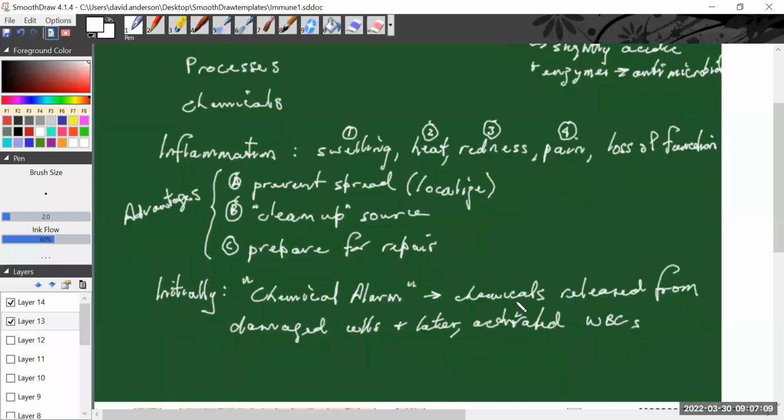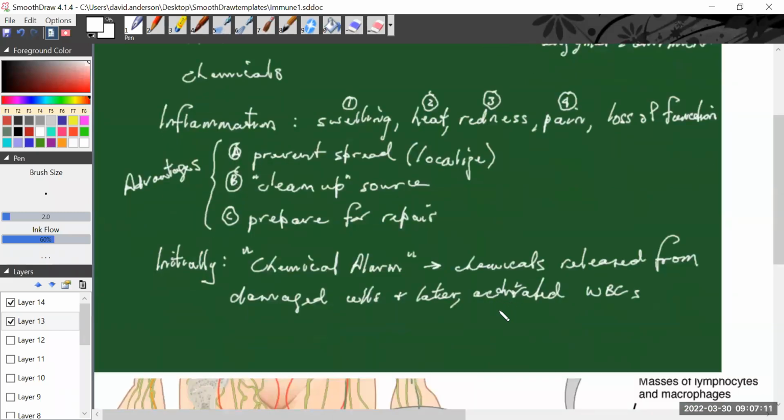Some of these chemicals you've heard of, they're not important for us today or for test 4 for that matter, but they have names like prostaglandins and serotonin and histamine. Some of these you've heard of before, but these chemicals are going to initiate the inflammatory response. They are responsible for the chemical alarm. And then activated cells that are attracted to the site of the inflammation will release their own set of chemicals to maintain the inflammatory response until cleanup and repair has been completed. So that's where these chemicals are coming from.